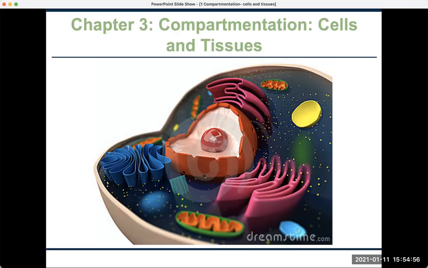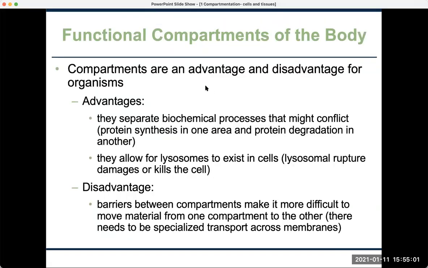This is going to be compartmentation, so cells and tissues. The functional compartments of the body, basically separating the inside from the outsides, right? What are the advantages and disadvantages?